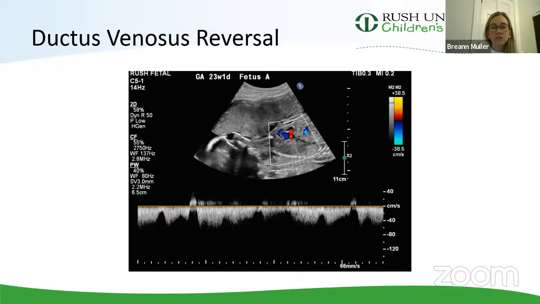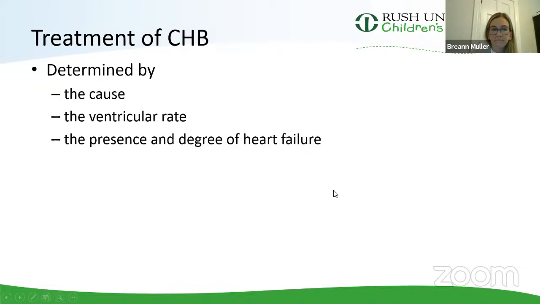And then I just wanted to mention the ductus venosus. This can be helpful, of course, when we're evaluating for signs of heart dysfunction. But it's also important to remember that the ductus venosus will show reversal when the atrial contraction is against a closed AV valve. So you can see here that there's reversal in the ductus, but it's not consistent. So that's a sign of the atrial contraction against the closed AV valve as opposed to cardiac dysfunction.